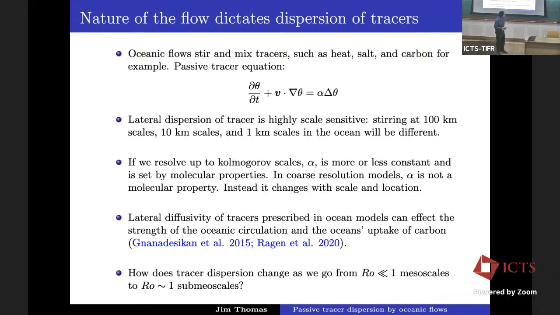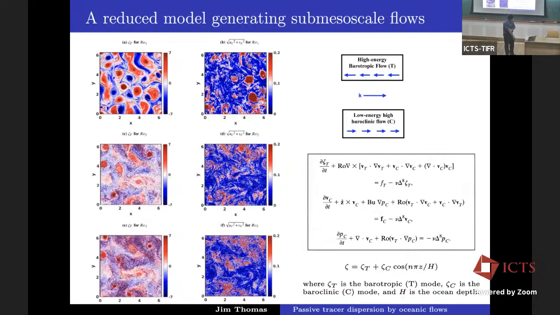It's not obvious what alpha should be or how alpha should change as a function of scale when you have models that are not perfect, that resolve scales only up to a certain extent and do not resolve all the scales that go up to the Kolmogorov scale. So we're trying to understand, within an idealized setting, how some of these tracer dispersion characteristics change as we go from small Rossby mesoscales to Rossby order 1 submesoscales. So we'll look at this with a model.